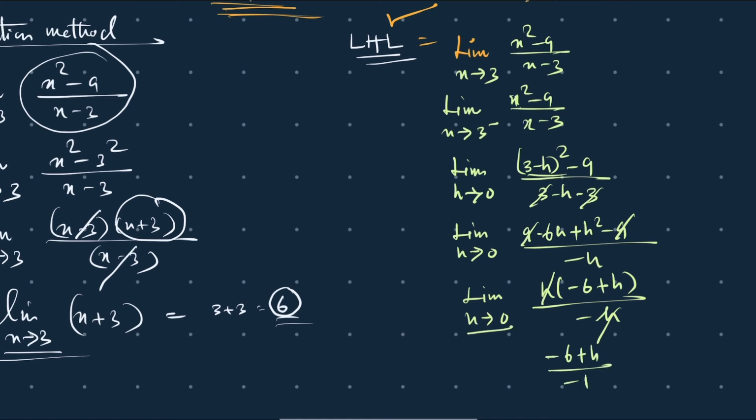Now you replace this h tends to 0. So we are going to replace h here with 0. So this will be minus 6 by minus 1, which is equal to 6. Left hand limit is equal to how much? 6. Now you go for the right hand limit.